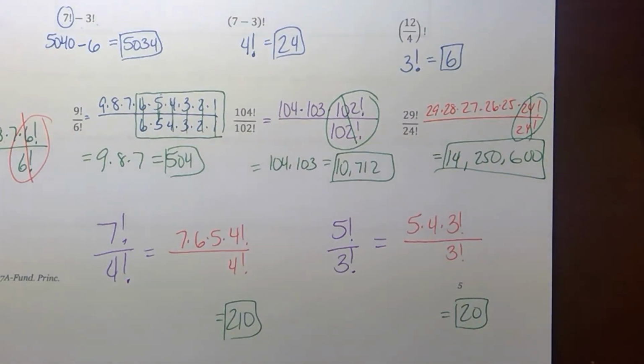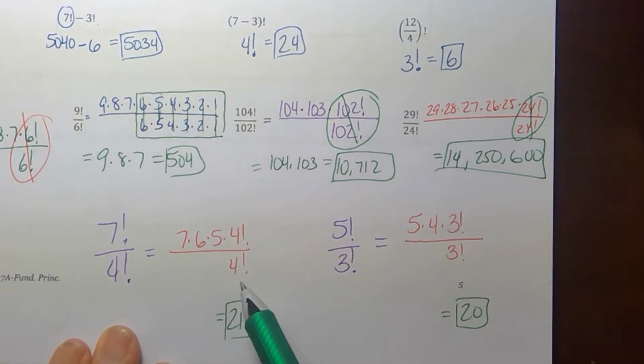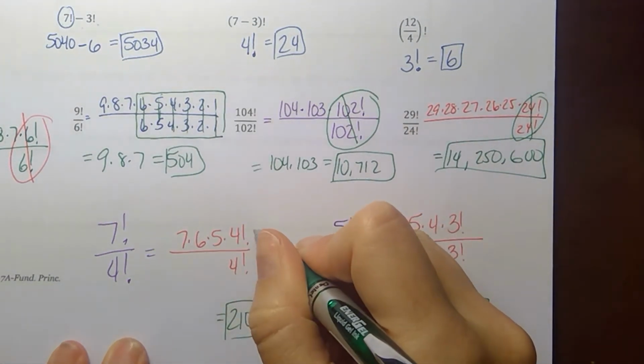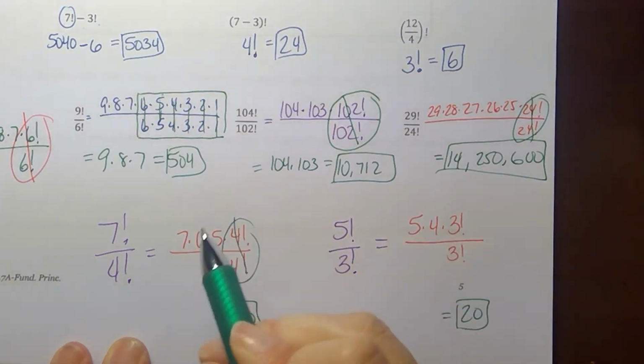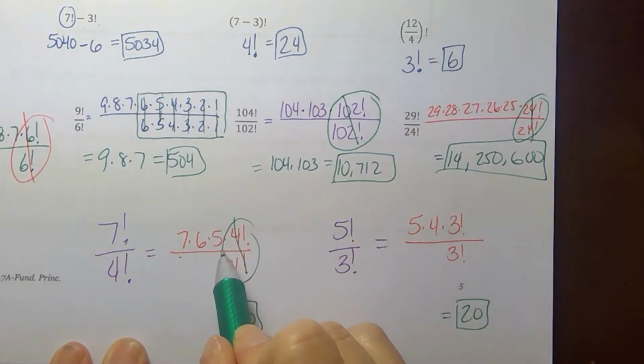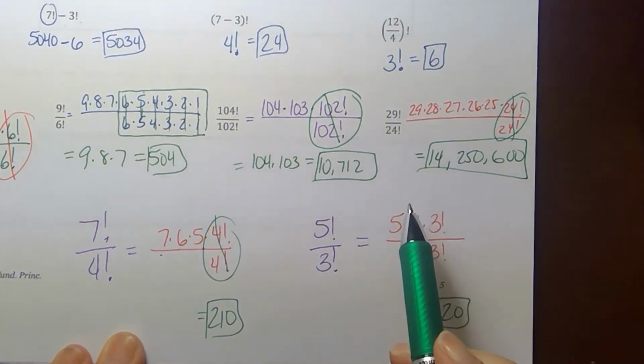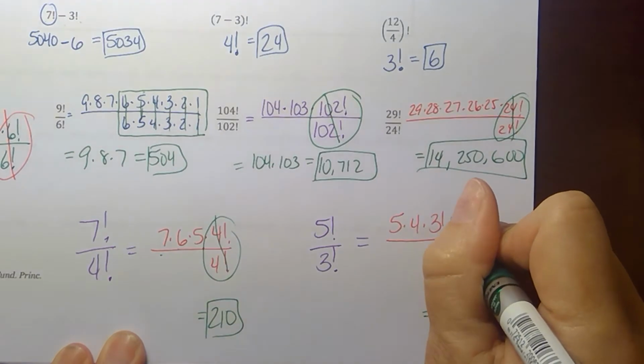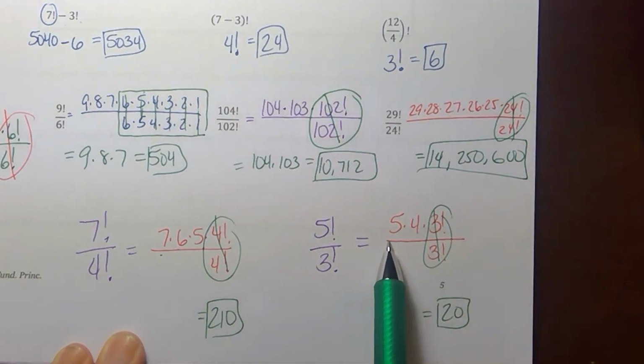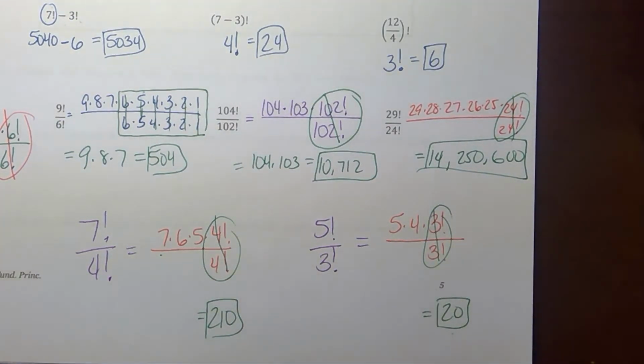All right, so for these two problems, this is what you should have written, what I have in red. Then you can show me that, look at that, that cancels out, and I'm left with 7 times 6 times 5. 6 times 5 is 30, and 30 times 7 is 210. For the second problem, that 3 factorial is going to cancel out and leave me with 5 times 4, or 20.